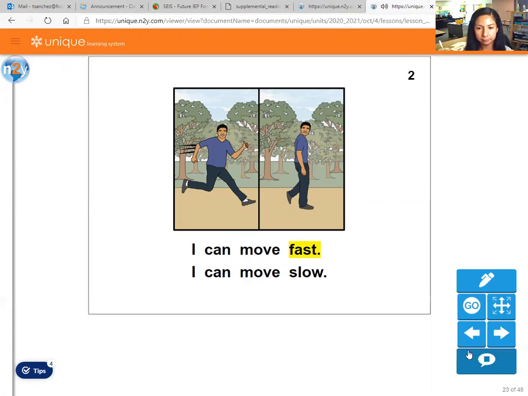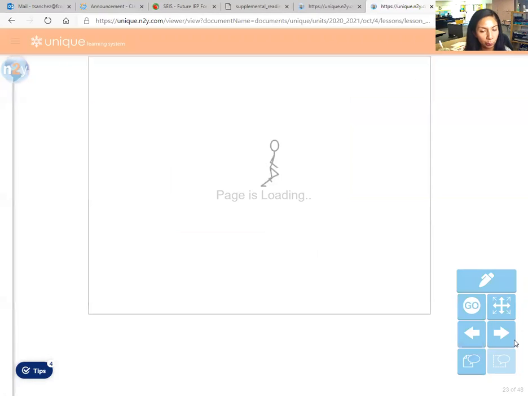I can move fast. I can move slow. Okay, here we see Mateo moving fast. It looks like he's running. His legs are far apart. They're in the air. His arms are swinging. There's some wind behind him. And here he's moving slow. His feet are closer together. They're on the ground. His hands are down. He's smiling. Looks like he's walking very slow.